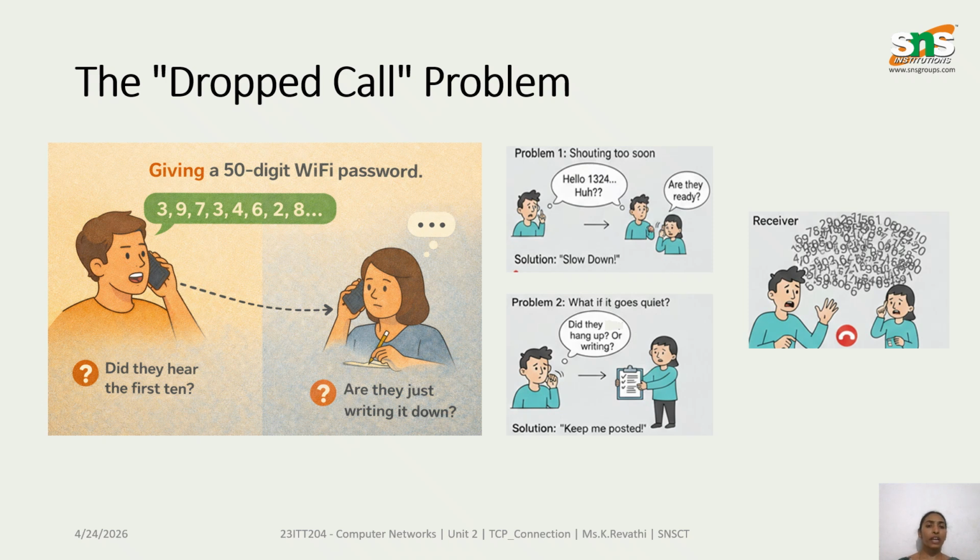So think of it like this. IP just delivers packets randomly, that means with best effort. Then TCP ensures everything reaches correctly and in order. So TCP creates something like a logical pipe between the sender and the receiver.